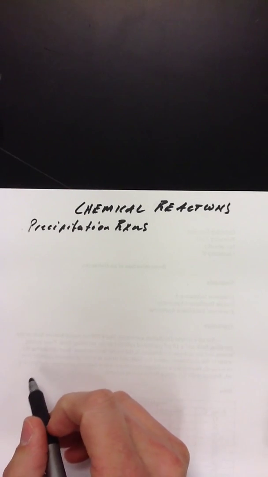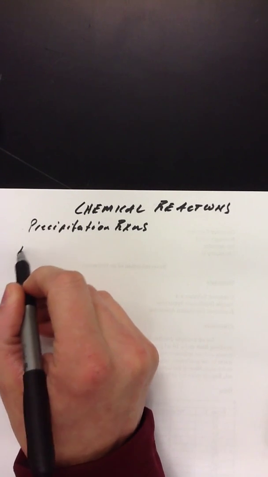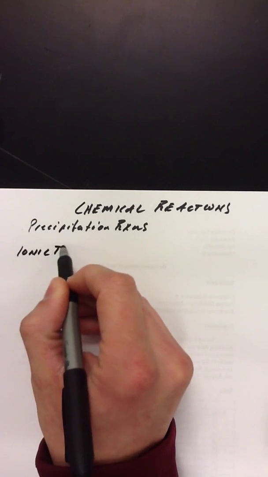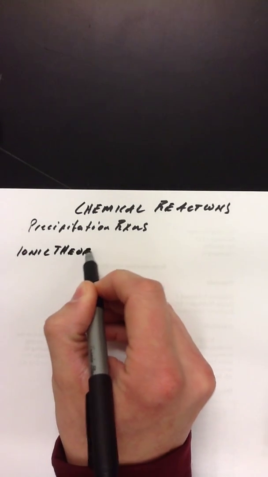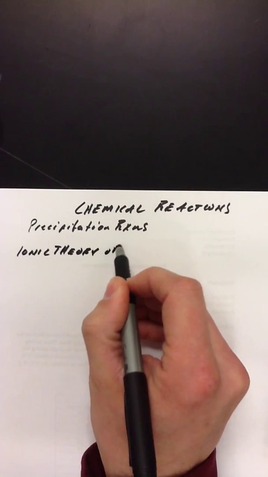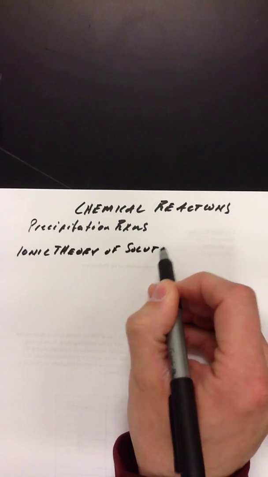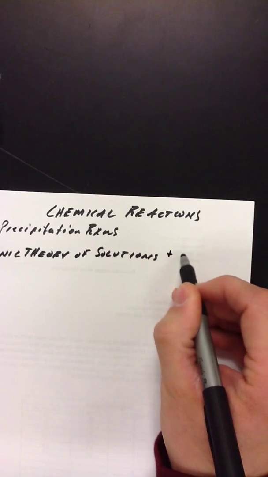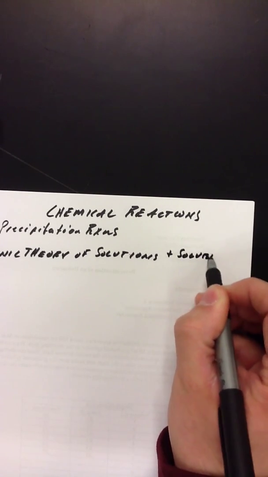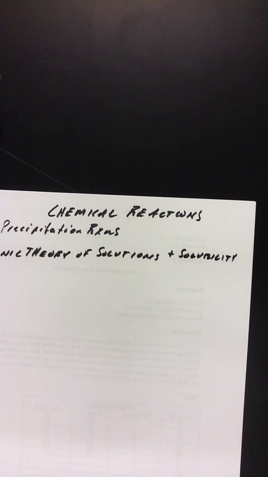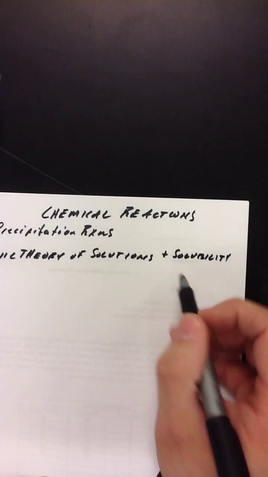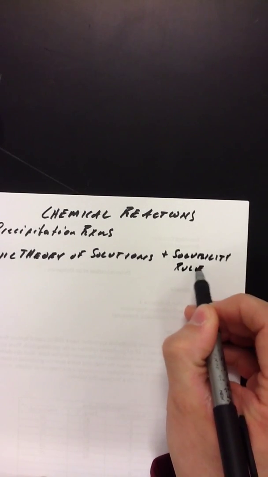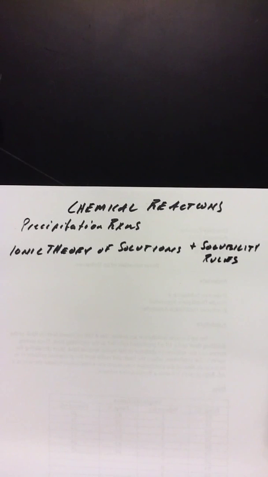But in order to do that, we need to talk about the Ionic theory of solutions. So we have this Ionic theory of solutions. And solubility rules. So, will something be a precipitate if the reaction goes forward, and how can we determine that? So solubility rules is what we'll discuss towards the end of this section.